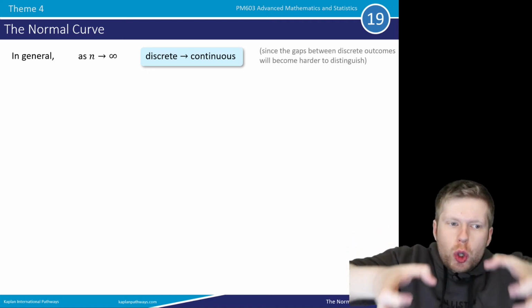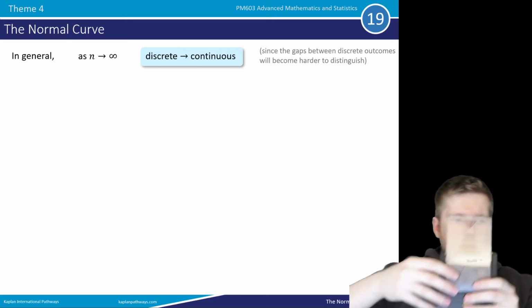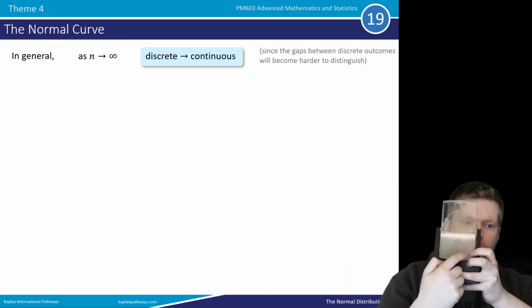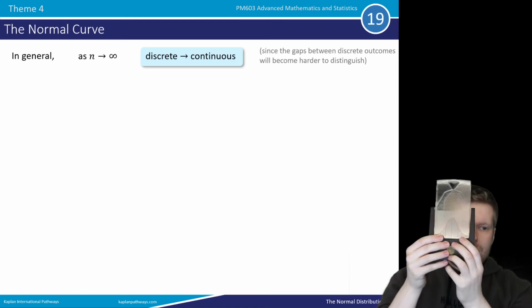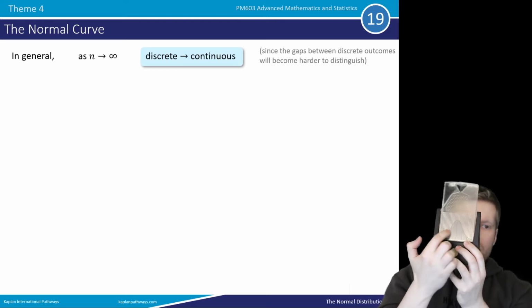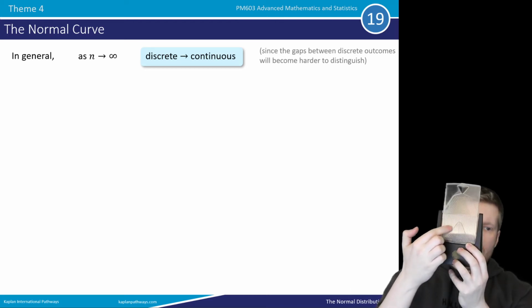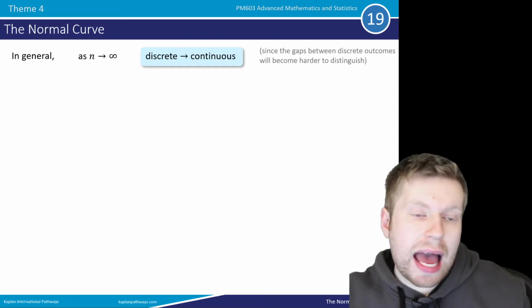It's like you're zooming out on this thing. If you zoom out on this thing, you're no longer able to see the bin dividers. Like if I hold this thing back here, you're probably not going to be able to see those bin dividers anymore. You just see the overall shape of the distribution. That's literally what's happening here.